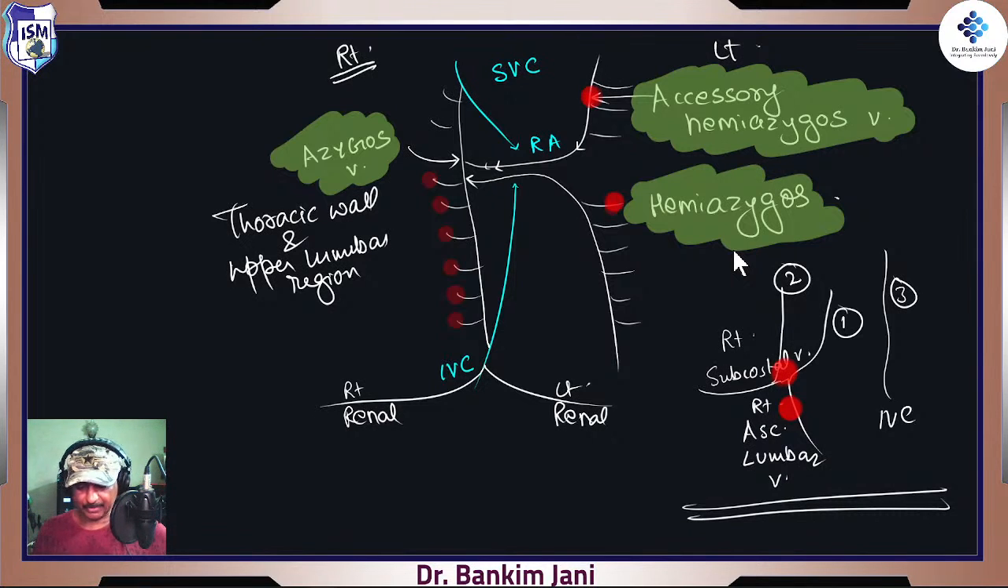So I think this part is crystal clear: the azygos system is draining the thoracic wall and the upper lumbar regions, and classically connects the inferior vena cava and the superior vena cava, right?